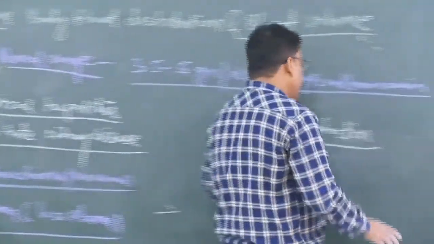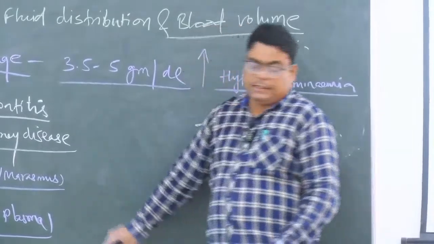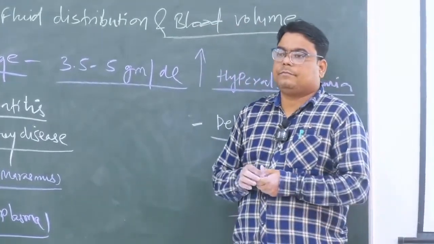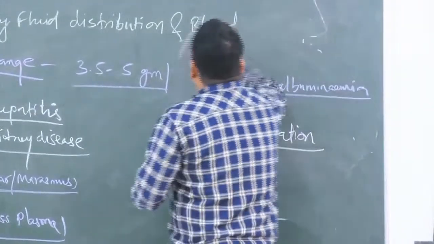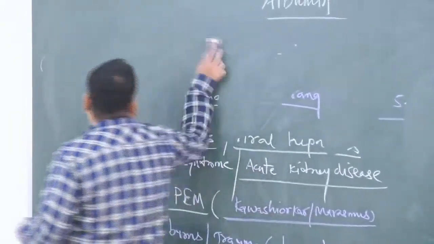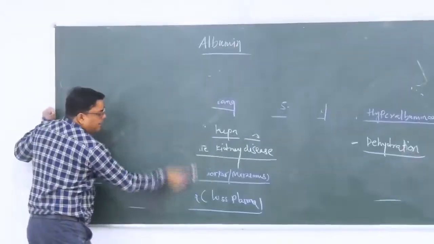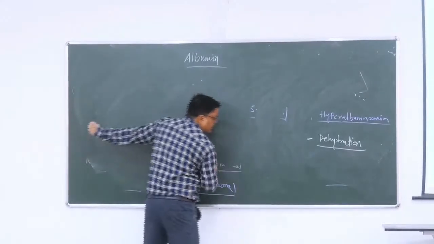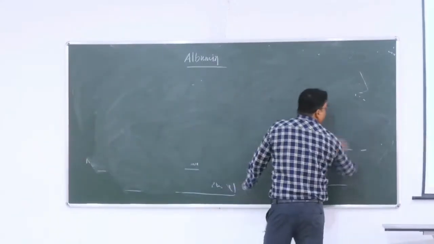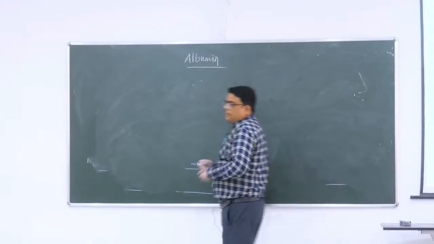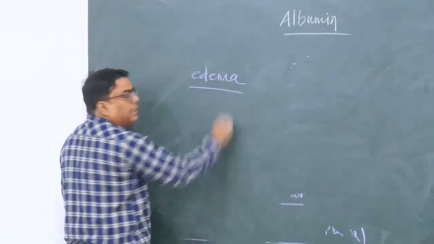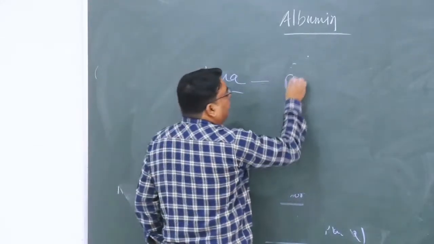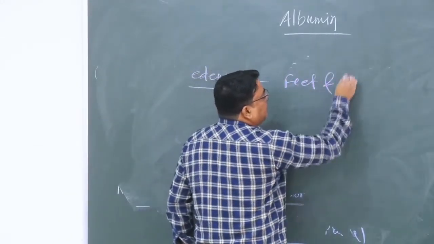Which we lost majorly the plasma. Okay, what happens if there is less albumin here? Because it maintains the oncotic pressure. So what happens if there is less albumin? Edema occurs in the body. Edema majorly in feet and hands.